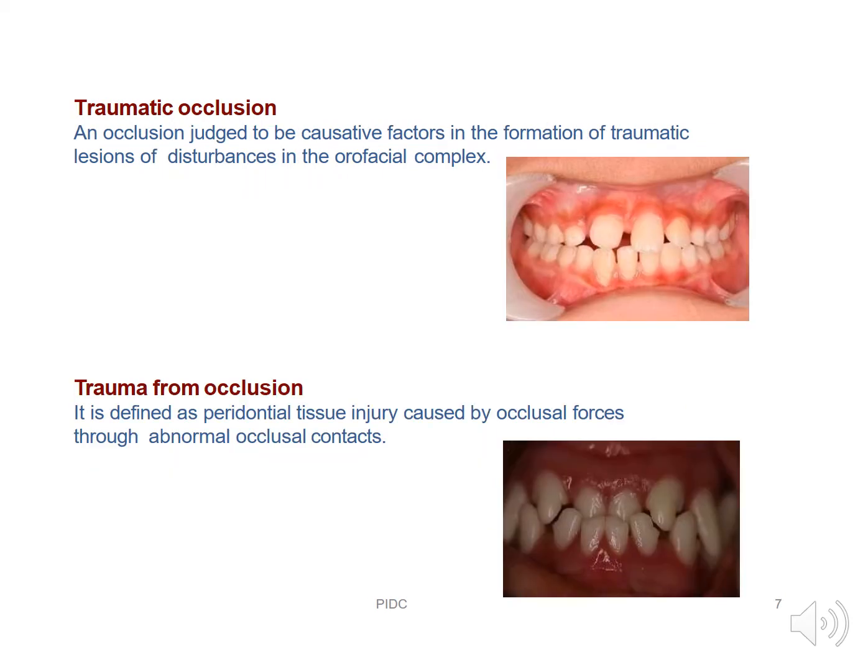Traumatic occlusion and trauma from occlusion more or less carry the same meaning. Traumatic occlusion is an occlusion judged to be a causative factor in the formation of traumatic lesions or disturbance in the orofacial complex, whereas trauma from occlusion is defined as periodontal tissue injury caused by occlusal force through abnormal occlusal contacts. Sorry for the spelling mistake. It should be periodontal tissue injury. So in both photos, it shows that due to traumatic occlusion, the tissue injury is a gingival recession of the lower teeth.